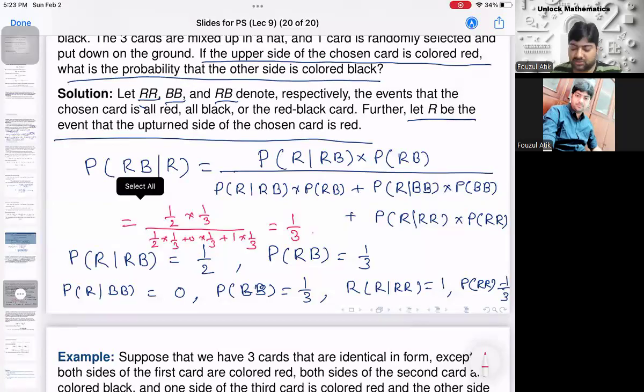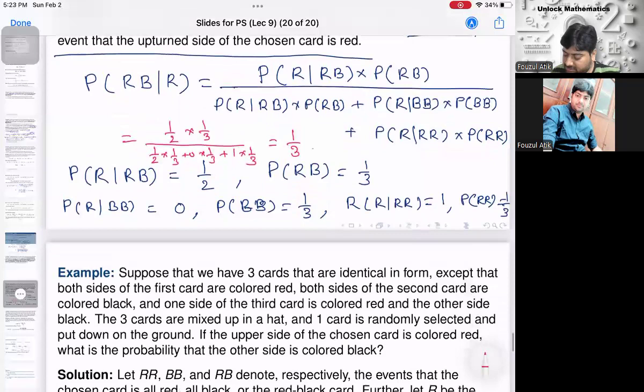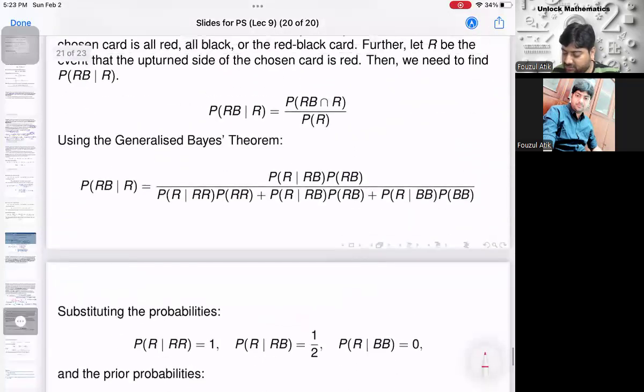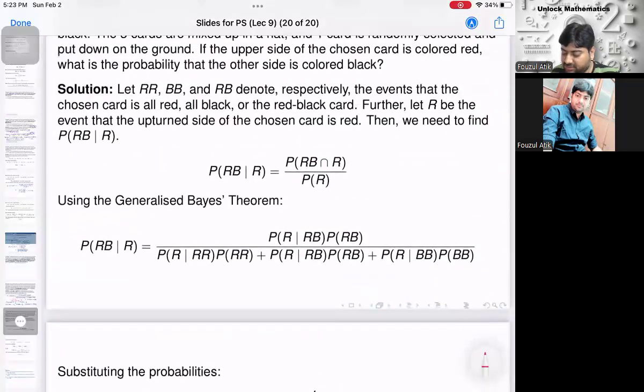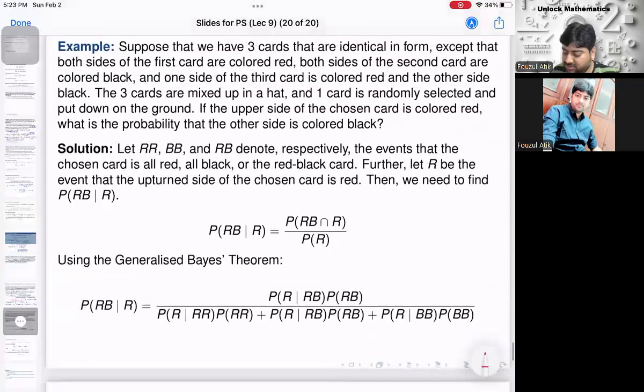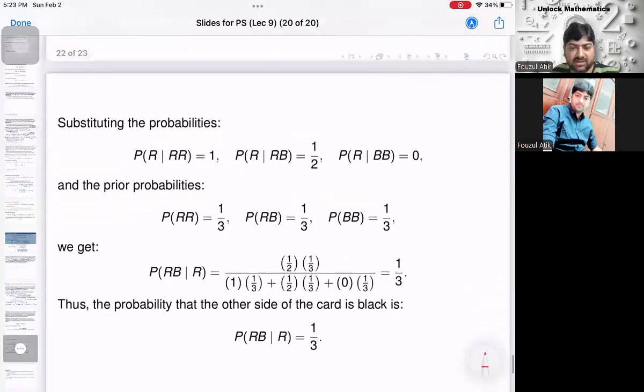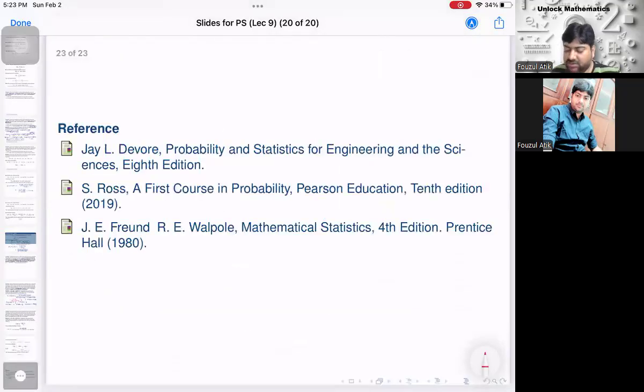Clear? So these are some examples. This is the whole proof. As we already discussed, this is the question and the answer. All the questions and content I have mostly taken from these references.